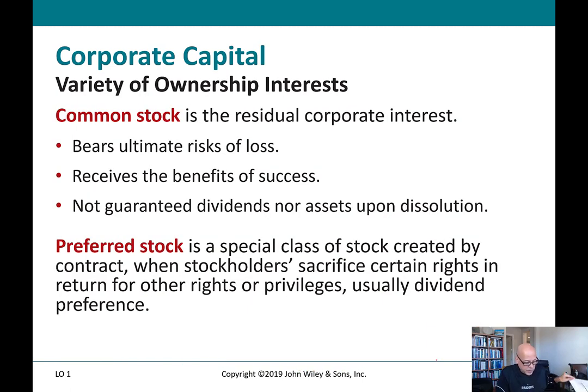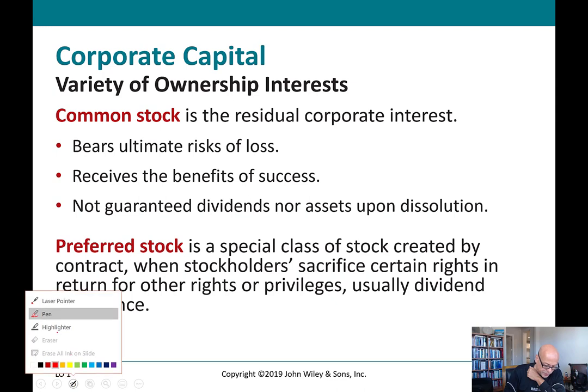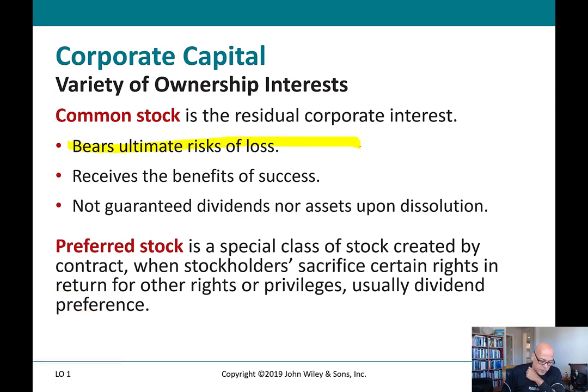Taking a look at the common stock, as I mentioned a second ago, the common stock bears the ultimate risk of loss. Okay, the common stock was down there at the very bottom, as we saw. It receives the benefits of success. By that I mean that as the company does better and the market value of the stock goes up, then those common shares are going to, of course, increase in value. But there is no guarantee. High risk, high reward. The risk is that if things go south, although you're limited to your investment in the stock, they're not going to come and say, hey, guess what?